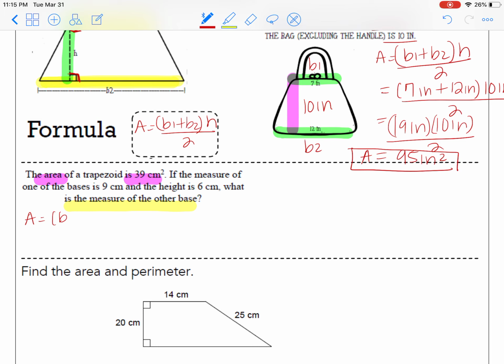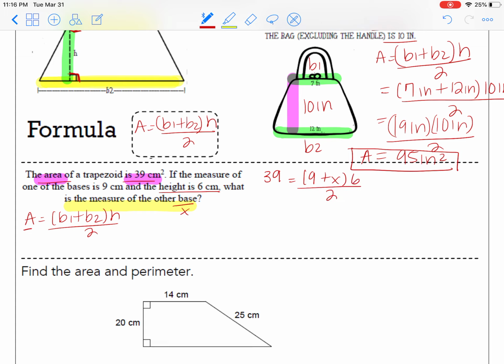So area equals base 1 plus base 2 times the height divided by 2. Again, our area is 39 centimeters squared. So we're going to go ahead and place here 39. That's our area equals one of the bases, we know it's 9, and we know that we're looking for the other base. So I'm going to label it as X. Our height is 6 centimeters. So 6, all of that divided by 2.